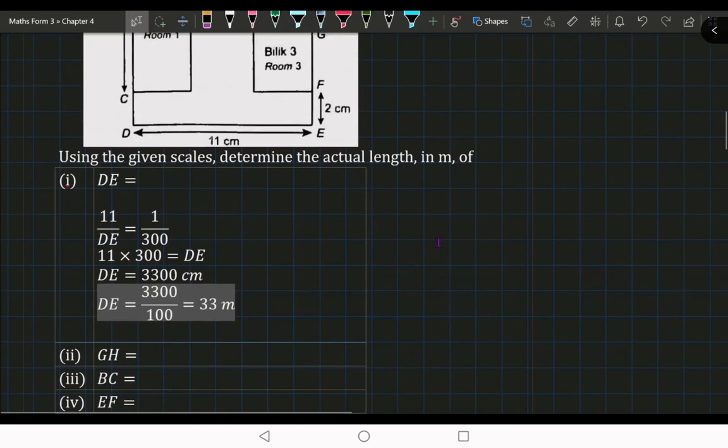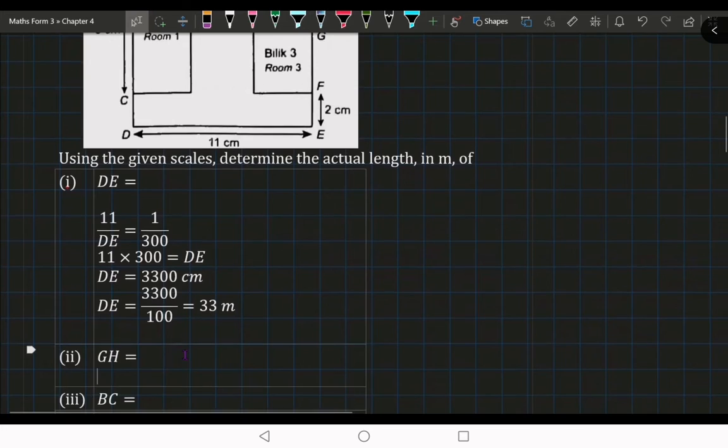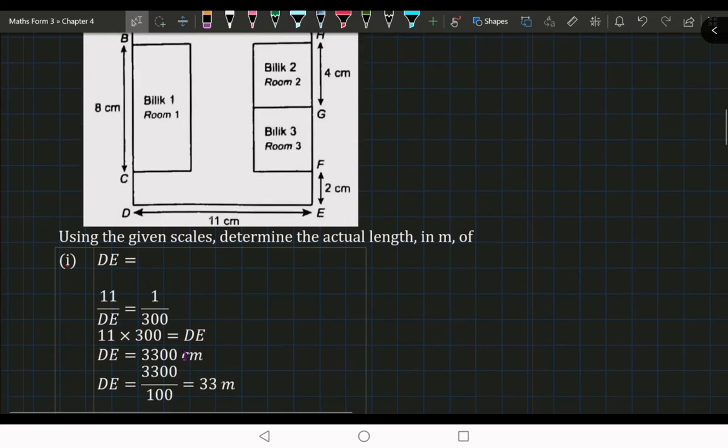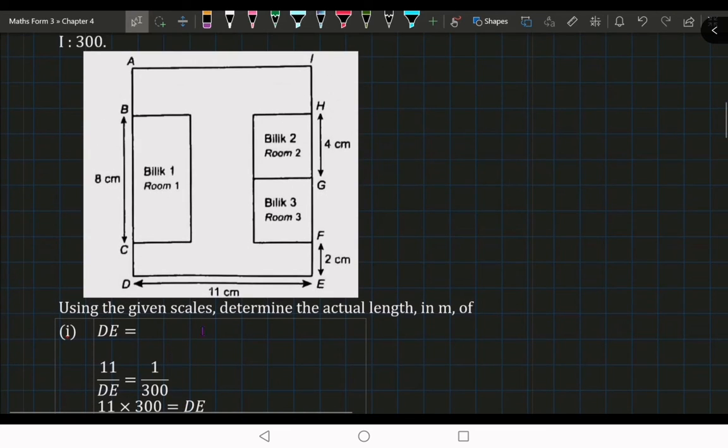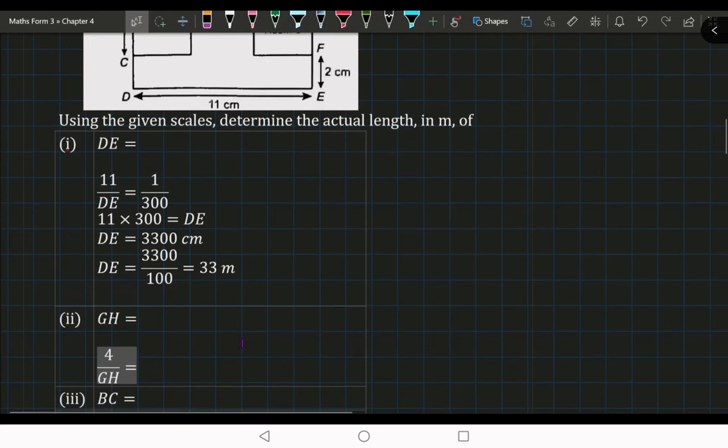Same as the question for GH. I no need to show everything here. So what is GH? The actual GH. This one is 4, 4 over GH. For the scale, the drawing is 4 cm. You need to find out the actual length of GH equal to what?